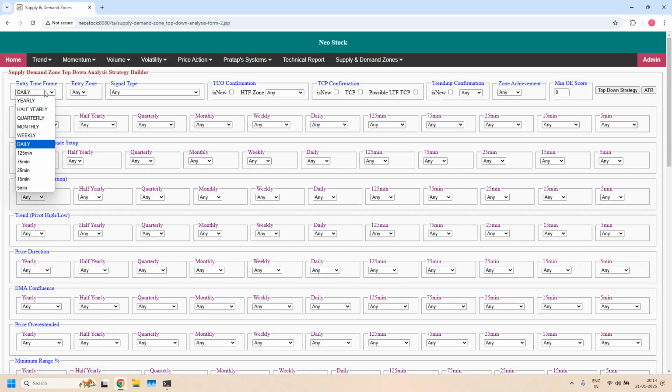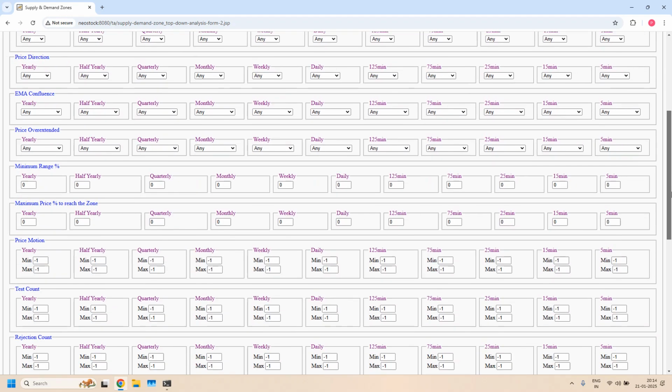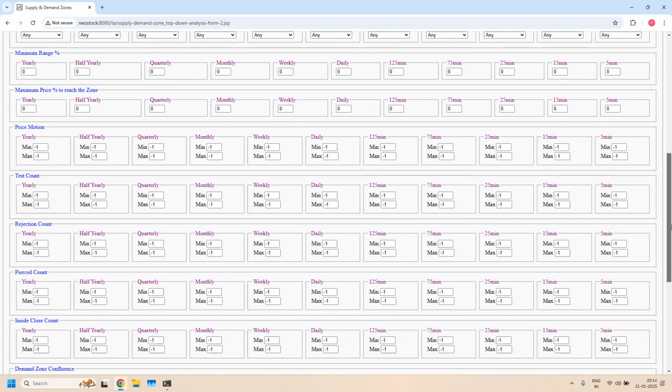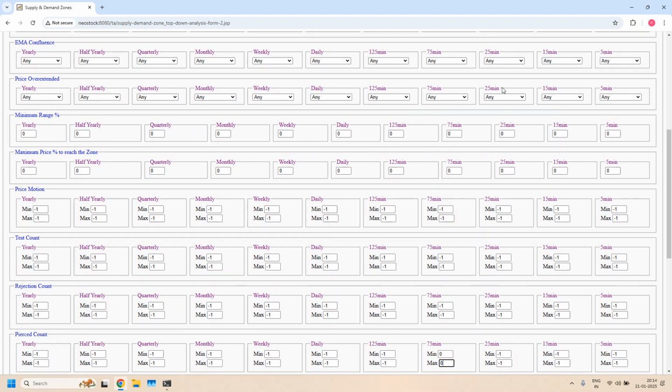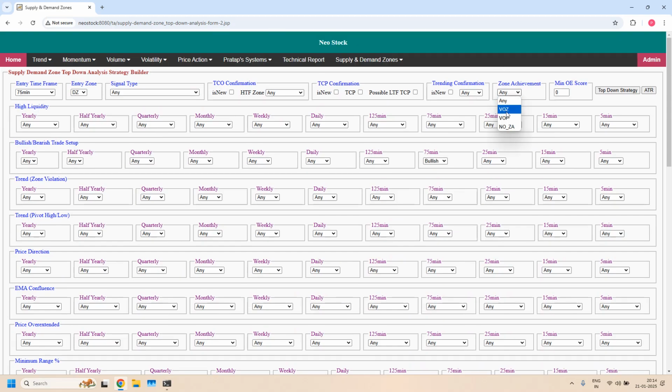Next, bullish trade setup for weekly income trade. Entry time frame 75 minutes. Entry zone demand zones. In bullish or bearish trade setup at 75 minutes time frame, I am selecting bullish. And this 75 minutes demand zone should not be pierced. So that's why in the pierced count at 75 minutes time frame, I am setting minimum value 0, maximum value 0, zone achievement violated opposing zone, minimum odd enhancer score 12. All three filters are applied to the 75 minutes demand zone.